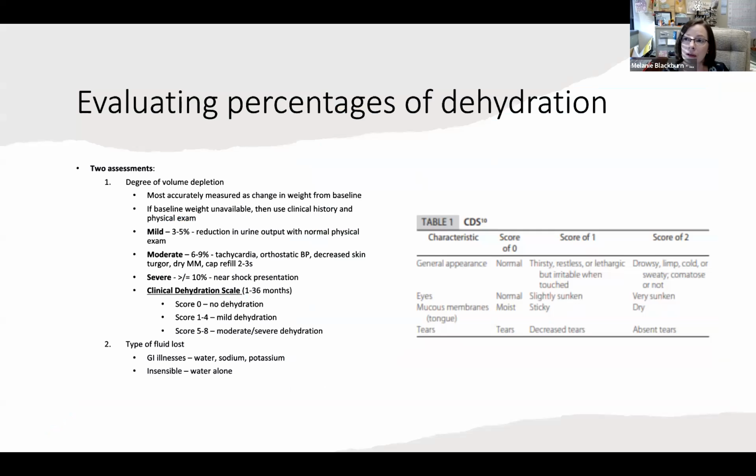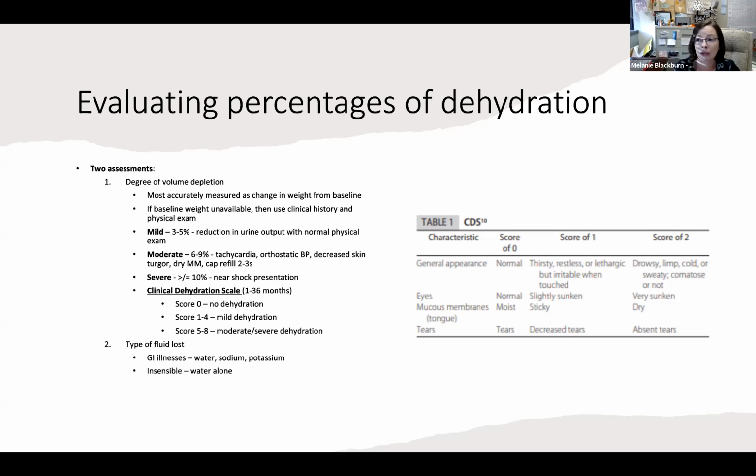Okay, so we talked about the different clinical and physical features and different causes of dehydration. So how do you assess your patient? When you're looking at different percentages of dehydration, because you need to know that to be able to calculate your fluid replacement, you want to look at two different things. So you want to look at the degree of volume depletion. And if you're fortunate to have a baseline weight on your patient, so if they're one of your patients in clinic, or if they're a frequent flyer in the hospital and you happen to know what their baseline weight is, then you can easily calculate that percentage.